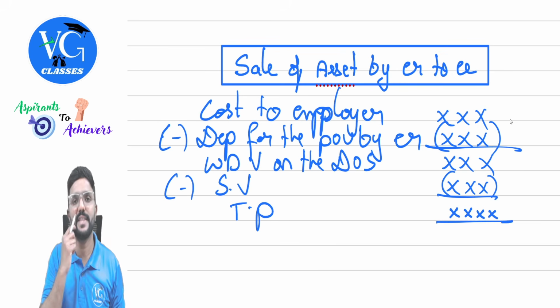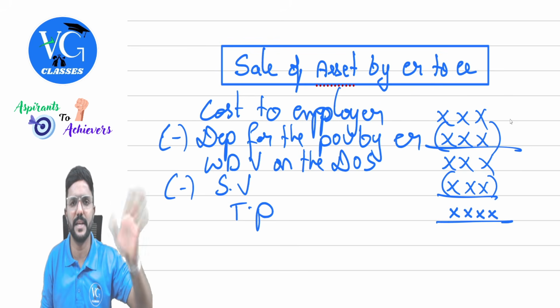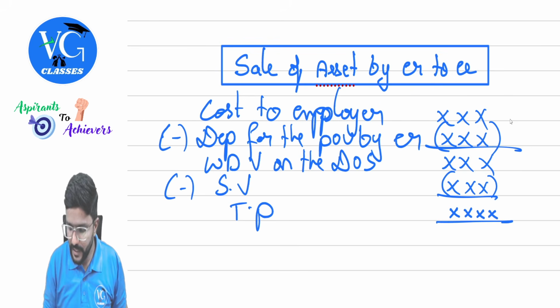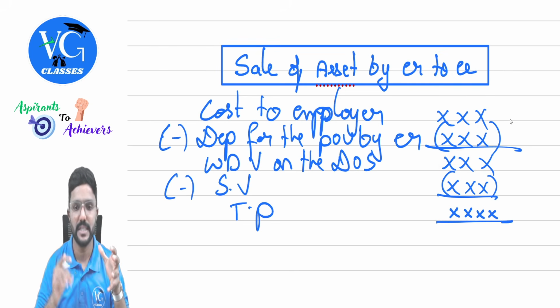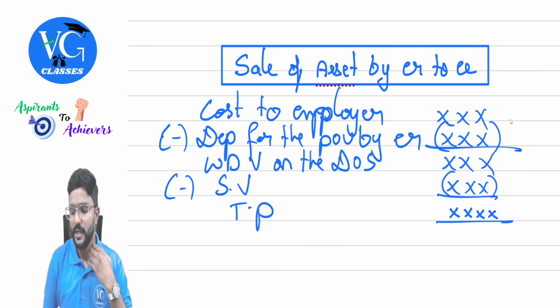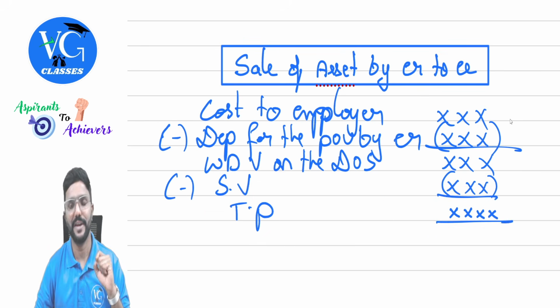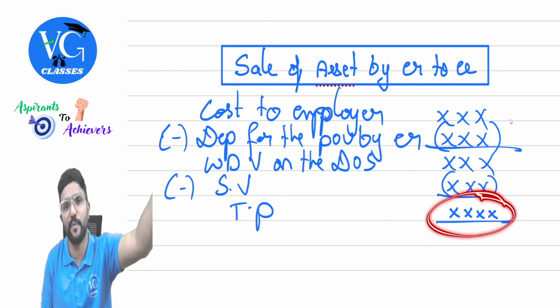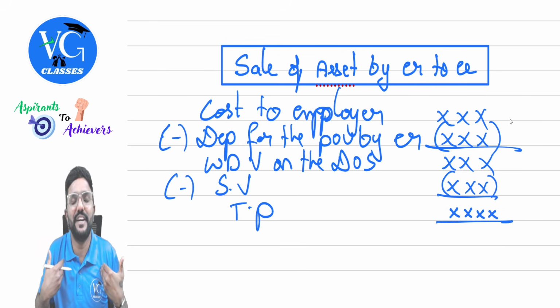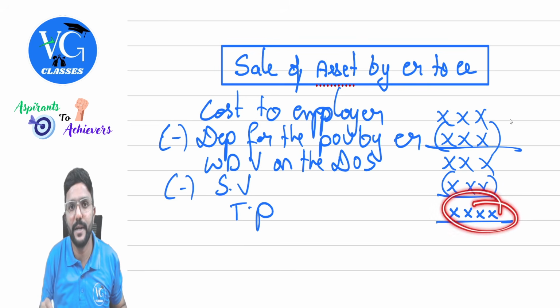Okay. And as per which method, sir? We have seen the WDV method or SLM method; apply the respective rates. Once we reduce depreciation from the cost, we get the WDV of the asset on the date of sale. From that, you reduce the sale value. If the remaining figure is positive, then it is a taxable perquisite in the hands of the employee. Actually, this is a loss from the employer's point of view, whereas it is a benefit from the employee's point of view. If it is positive, it will be taxable in the hands of the employee as perquisite.